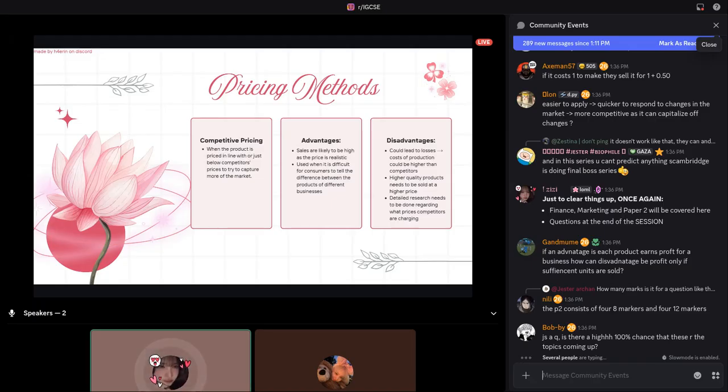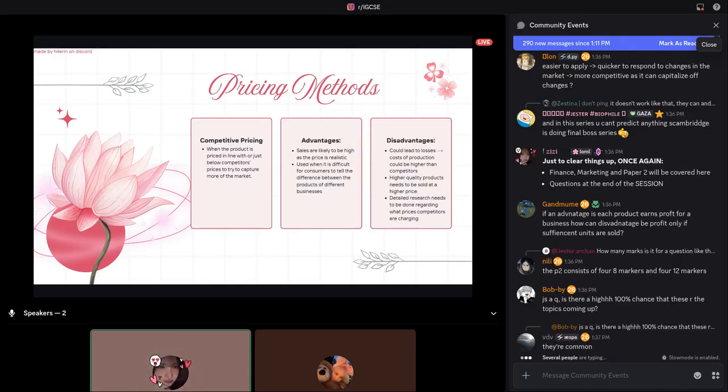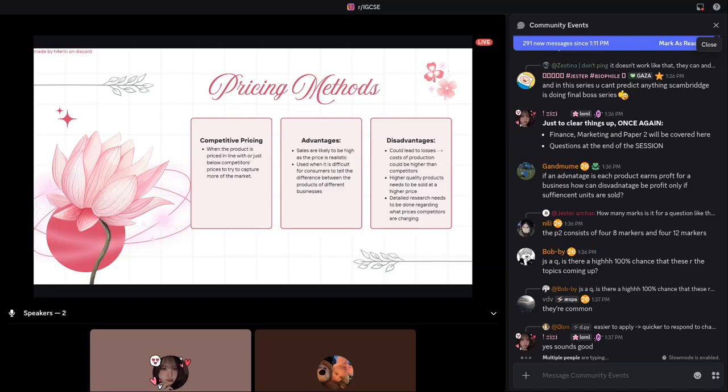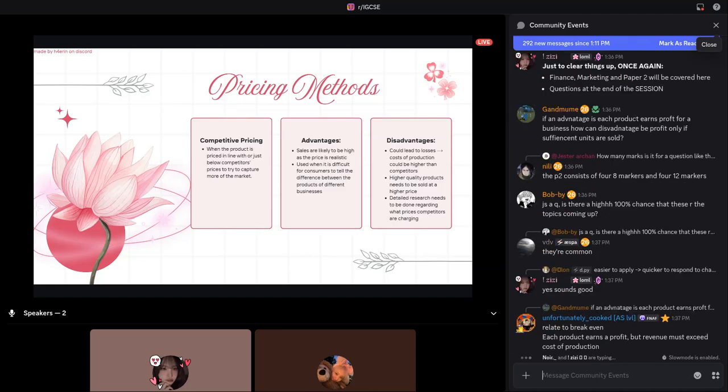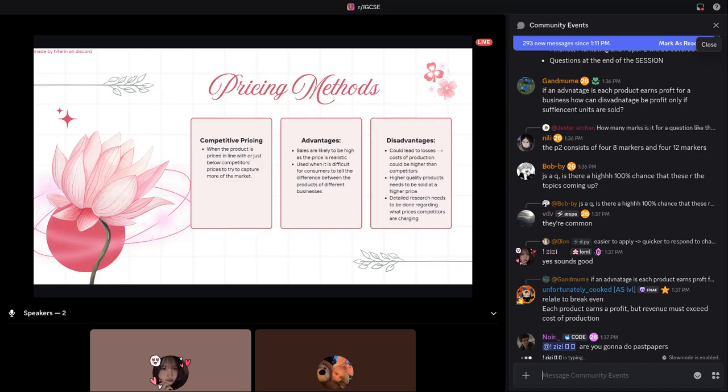Furthermore, the disadvantages would be could lead to losses, as cost of production could be higher than competitors. Furthermore, higher quality products need to be sold at a higher price to establish their high quality. Otherwise, they will also make a loss if they made it really low. And detailed research needs to be done regarding what prices competitors are charging, which is time consuming and expensive.